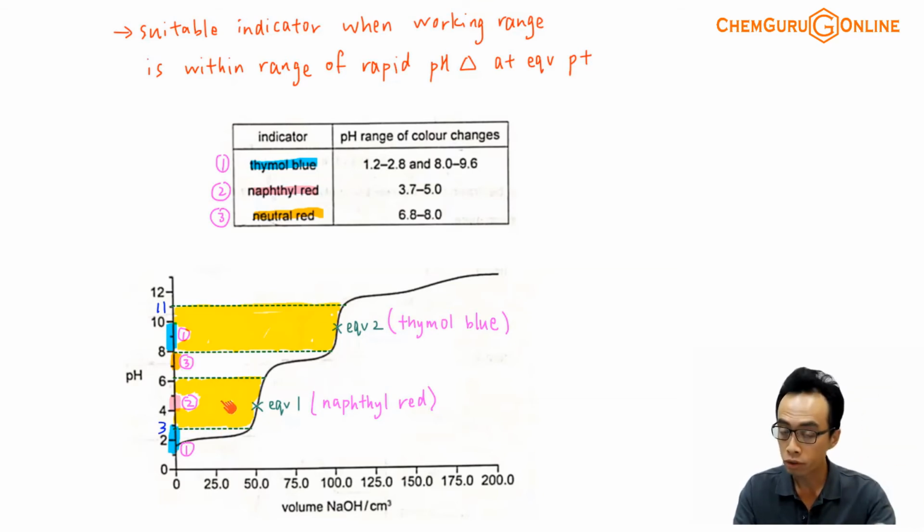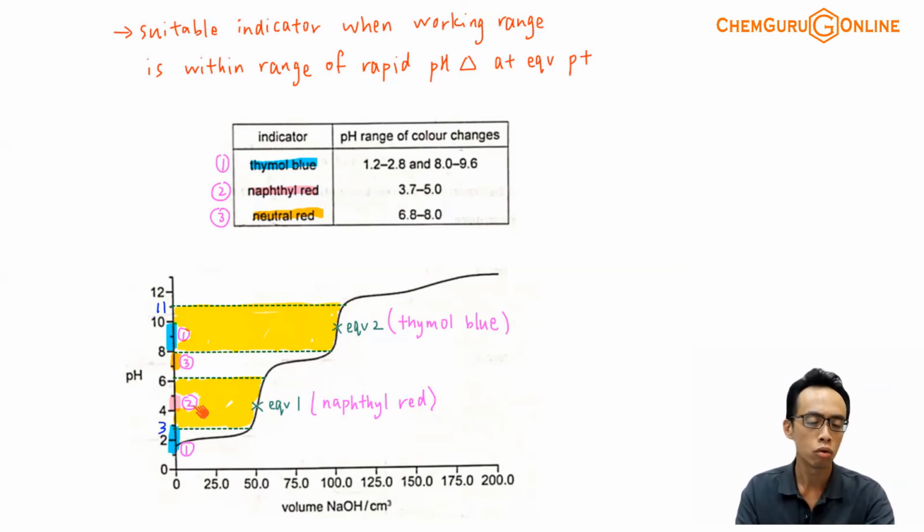So this yellow region, this is the range of rapid pH change. What I want is I want the indicator working range to be within this yellow region. So you notice what we have. Indicator number 2, my naphthol red, happens to be within this range of rapid pH change. The working range of my naphthol red is around 4 to 5 within the range of rapid pH change of this first equivalence point. If I do by color coding, we're just saying that the pink region is within the yellow region. So this will be a suitable indicator for the first equivalence point.